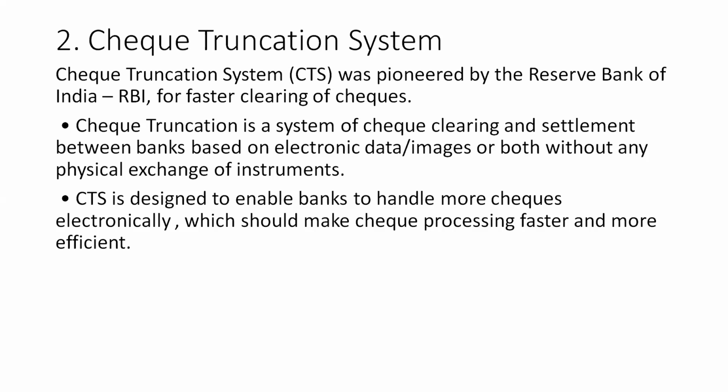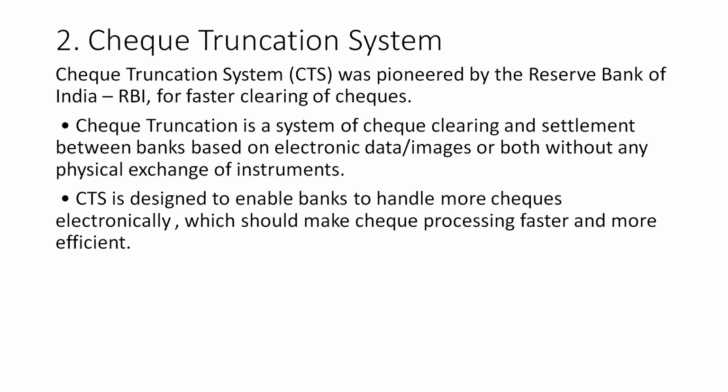If you see the meaning of it, normally in an examination the question will be asked: what is the CTS system in banking? Check truncation system is a system of check clearing and settlement between banks based on electronic data, images, or both, without any physical exchange of the check, that is, the instrument. There is no physical exchange. The postal department is not involved in transferring the check from one bank to another bank. Earlier it was happening, now it is not happening.